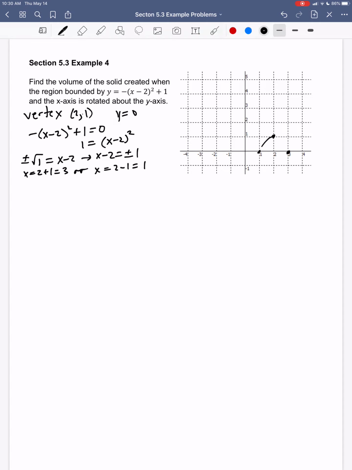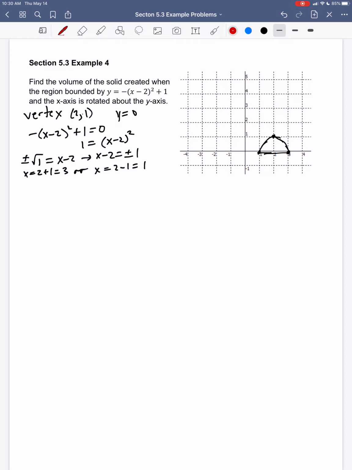And so my parabola is opening downward, but I only care about this portion of it in that first quadrant. So it's bounded by the parabola and bounded by the x-axis. So that's my region. Now, with this, you might say, well, how should I decide vertical or horizontal rectangles?